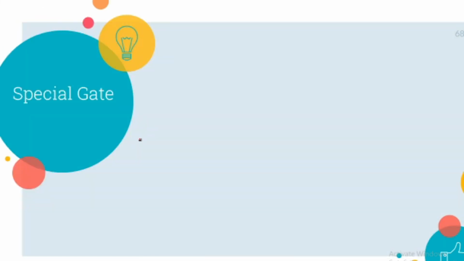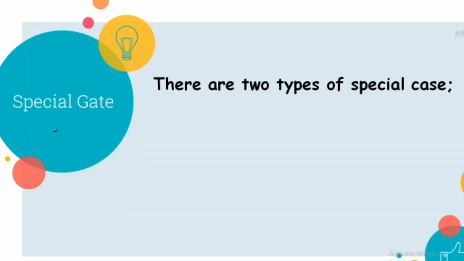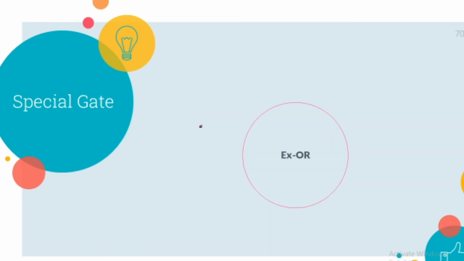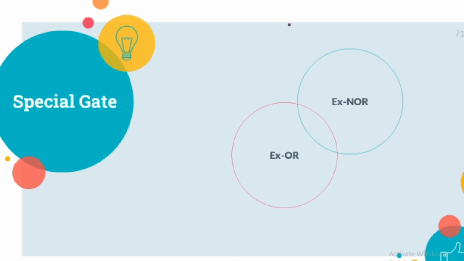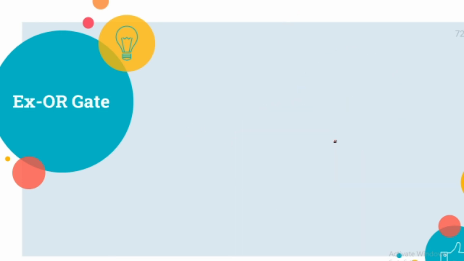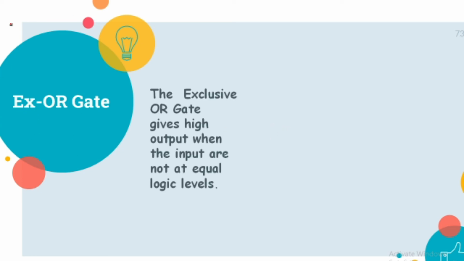Now let's discuss special gates. Basically, special gates are of two types. The first one is exclusive OR and the second is exclusive NOR. Firstly we will discuss exclusive OR, then exclusive NOR. So let's discuss the exclusive OR gate. In many places you can see that it is written in this form, XOR. So both of these are the same.